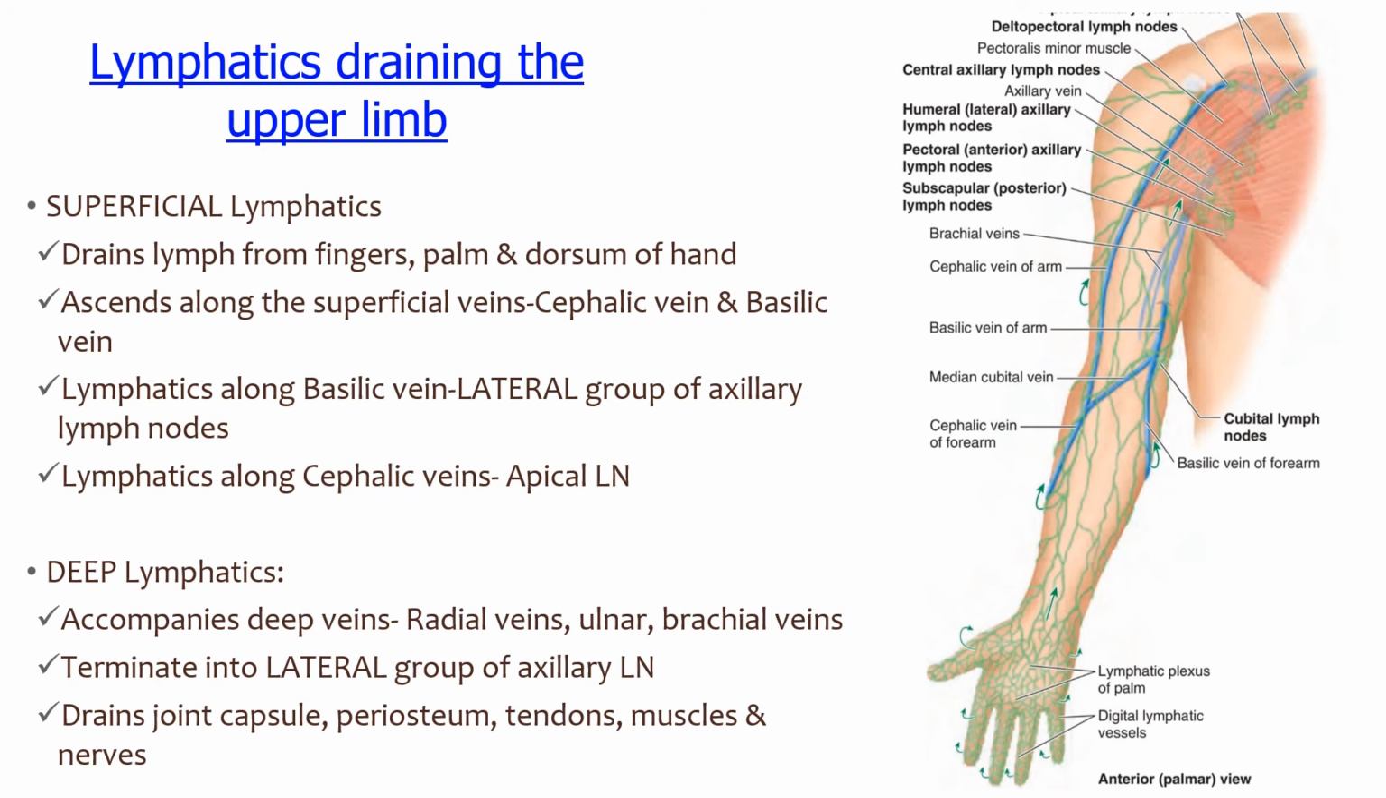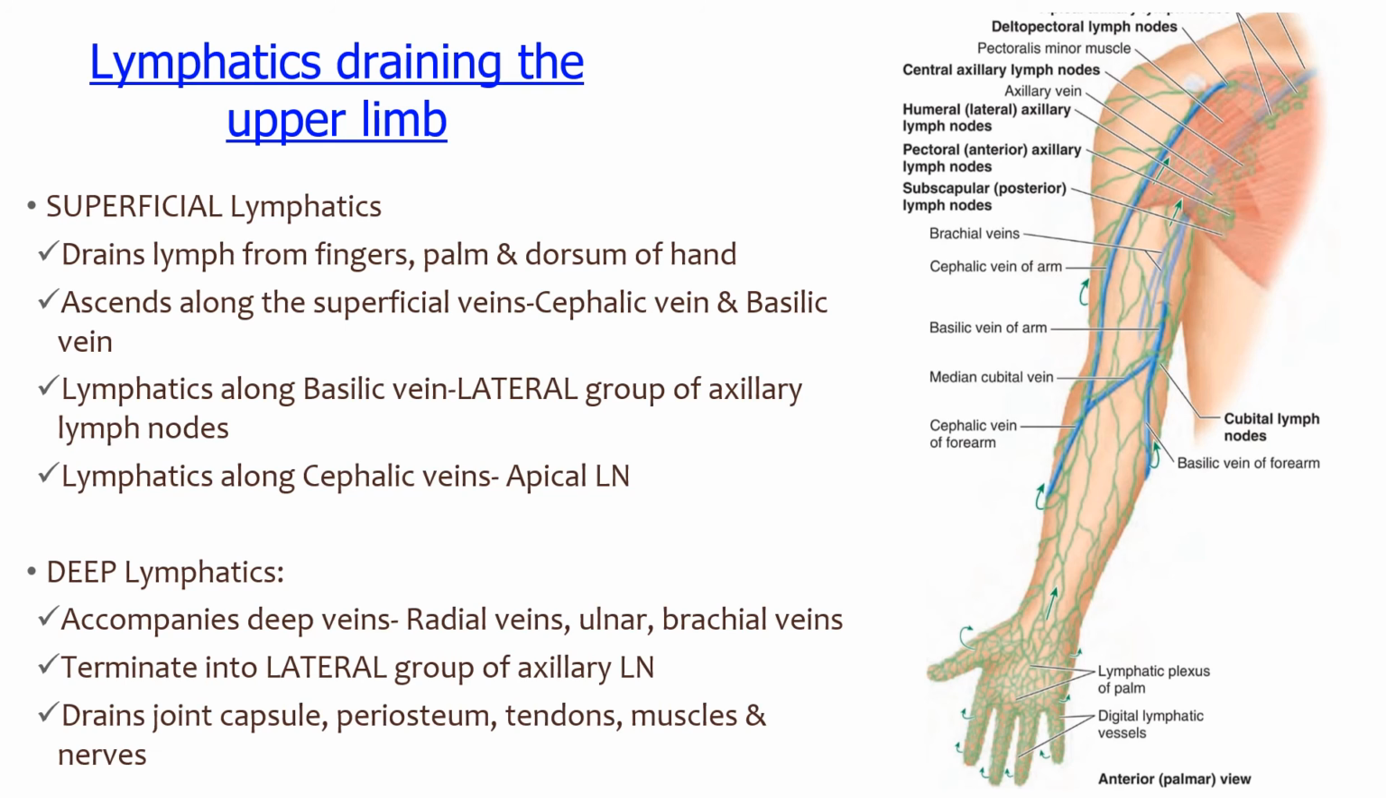The lymph from all the superficial lymphatics drains finally into the lateral group of axillary lymph nodes, with an exception to this rule: the lymphatics which ascend along with the cephalic vein. These lymphatics which run parallel to the cephalic vein drain their lymph into the apical group of lymph nodes. They do not drain the lymph into the lateral group of lymph nodes.